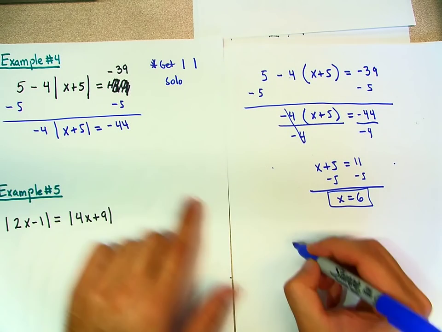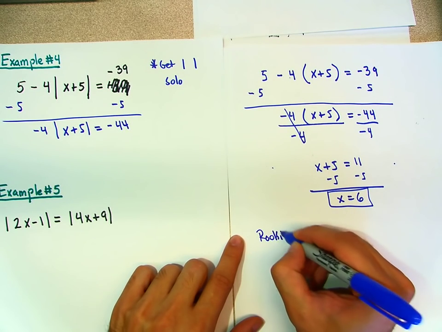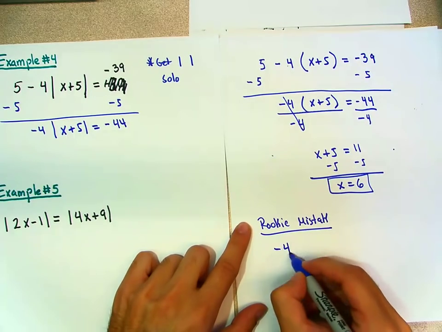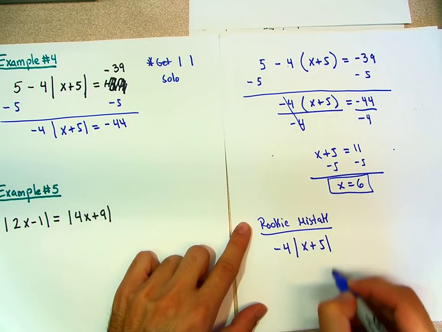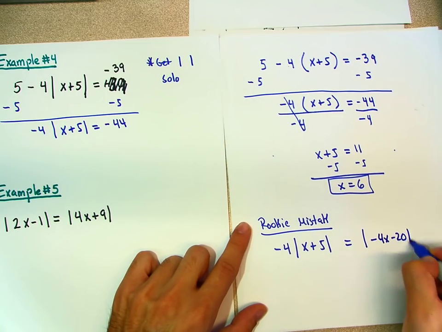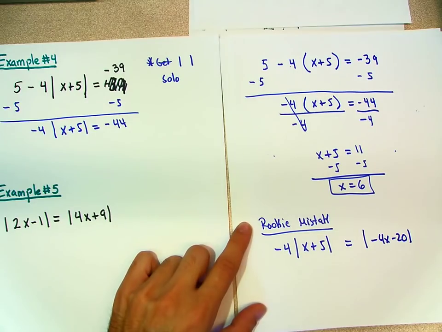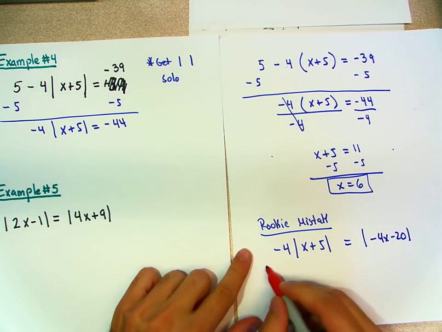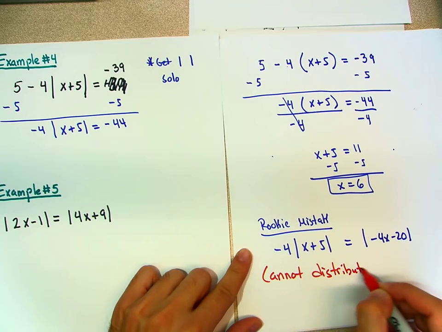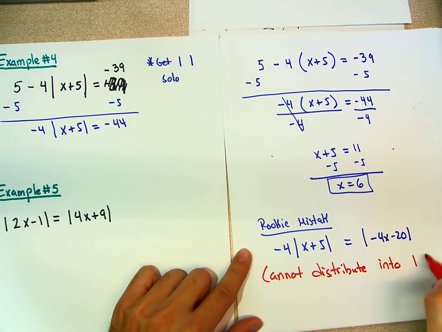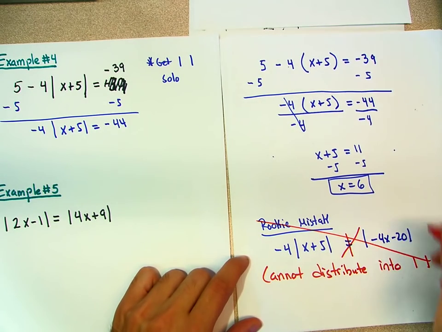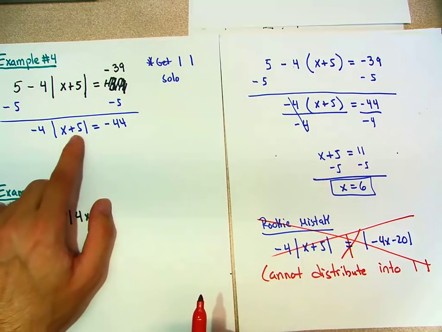Now let me show you a rookie mistake. You cannot say negative 4 times the absolute value of x plus 5 is the same as the absolute value of negative 4x minus 20. Let's just put a big red: cannot distribute into the absolute value. Okay? You cannot do this.